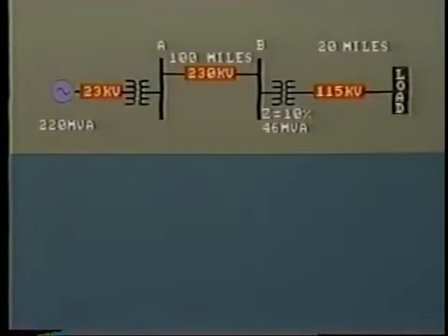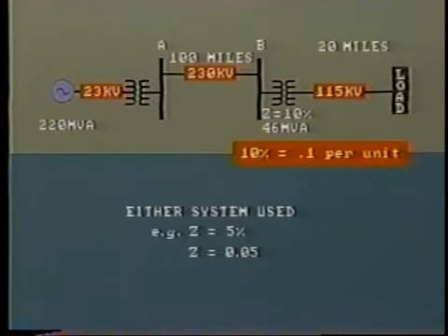This means that in order to add the different impedances in the system or perform calculations, we'll have to do a lot of number crunching as we go from one voltage level to another. Far better then to establish a base value and use the percent or per unit system for expressing the quantities VA, voltage, current, and impedance. Of course, percent or per unit are the same thing. 10% is the same as 0.1. Either system is used, so be alert for drawings showing impedance as, say, Z equals 5% or Z equals 0.05.